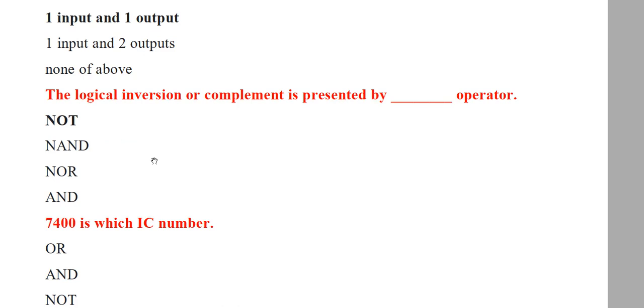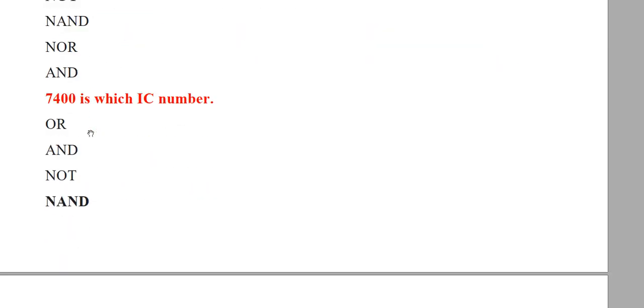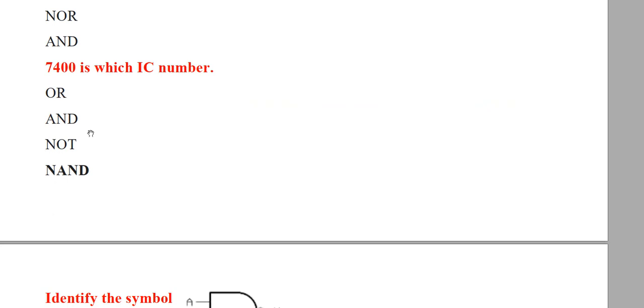The logical inversion or complement is represented by which operator? Very silly question. To represent an inversion operation or a complement, complement means bar and inversion means dash. Yes, so to represent this we use a NOT gate, NOT operator. Yes. 7400 is an IC number for, just now we have discussed, the NAND gate. For OR gate 7432, for AND gate 7408, for NOT gate 7404, and for NAND gate 7400.